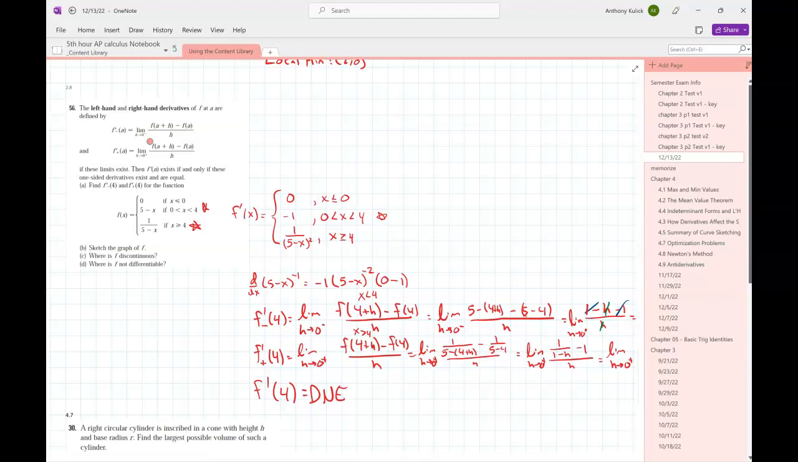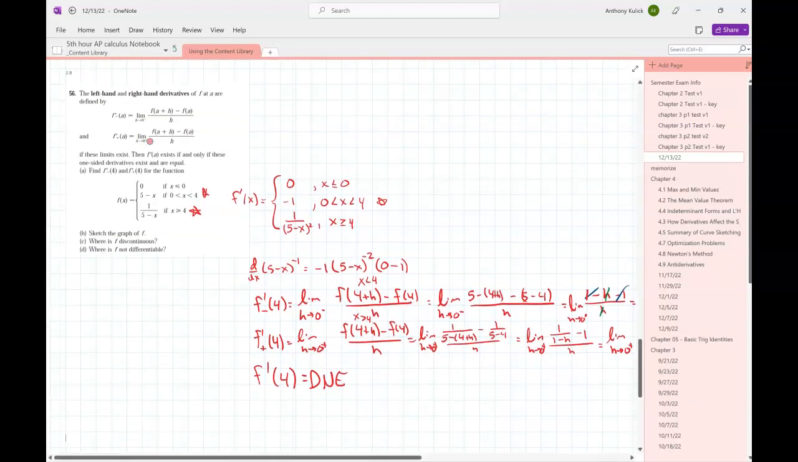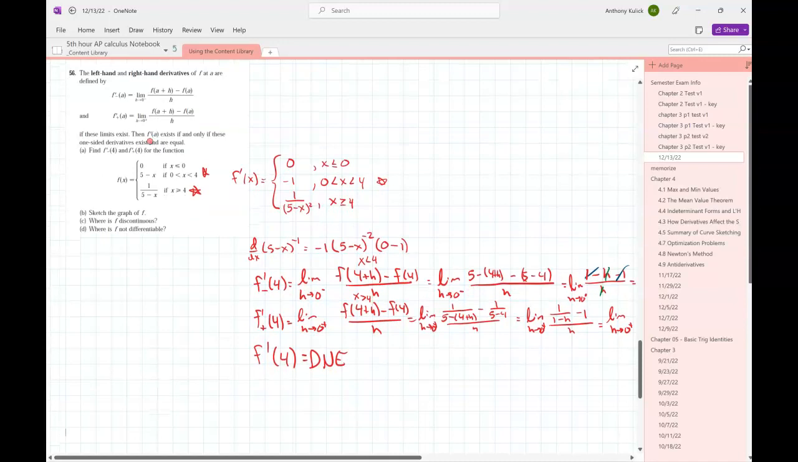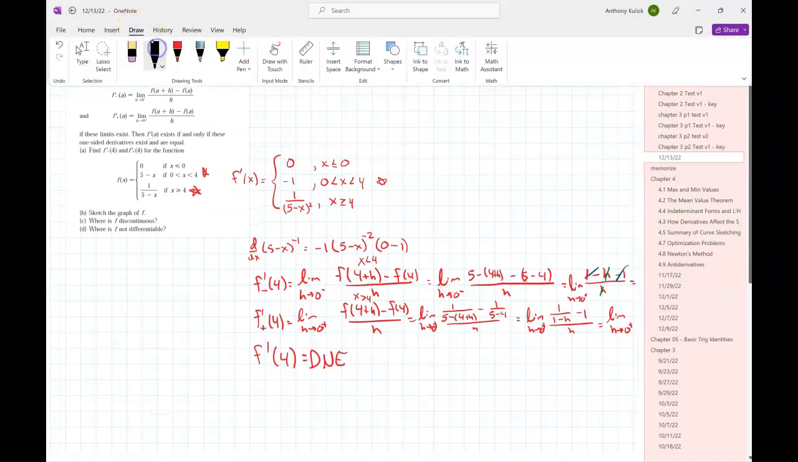Okay. Whew. Since the left-hand and right-hand limits don't match. Yikes, that was a lot. All right. So that was all just part A.